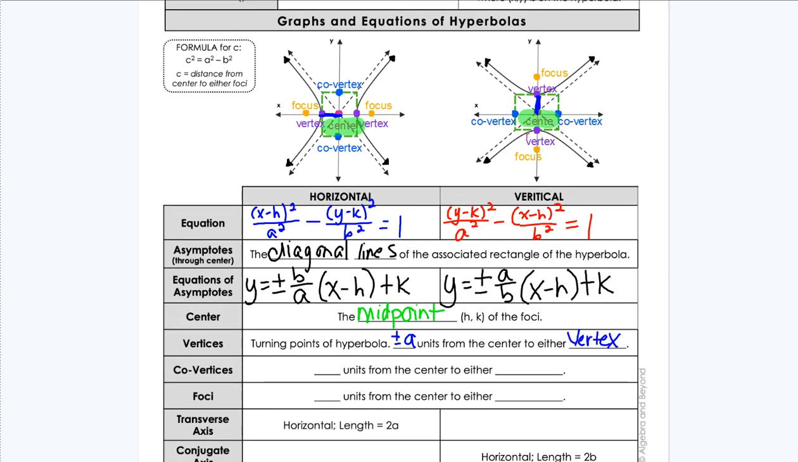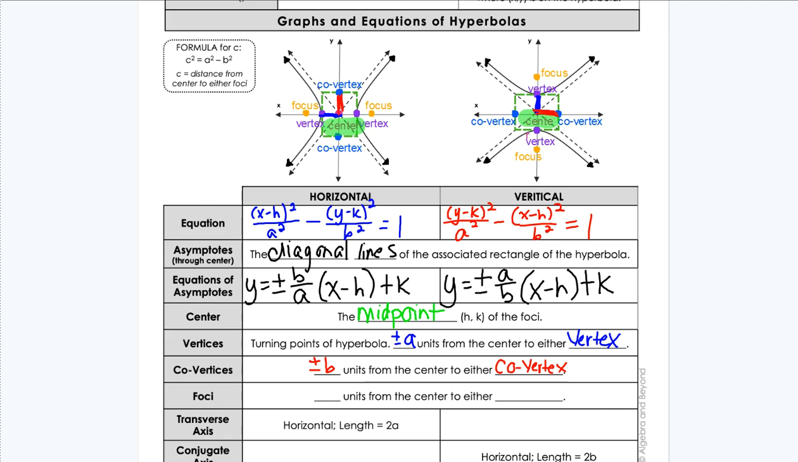All right, then we have our co-vertices. Remember those we've seen also in the ellipse, but these are a little bit different. The co-vertices are plus or minus b units from the center to either co-vertex. And we'll talk in a minute about how we're creating that, but that distance, either going vertically on a horizontal hyperbola or going horizontally on a vertical hyperbola, is going to give you where your co-vertices are. And the distance from that center to the co-vertex is the b value that we've been using in our formulas.